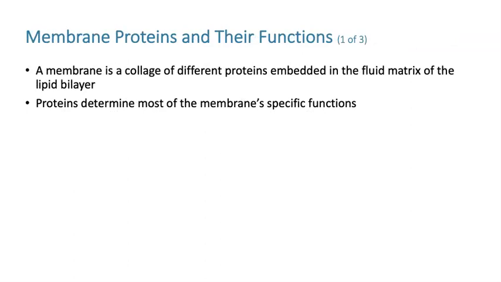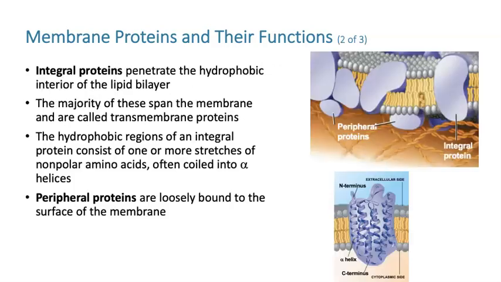Besides thinking about it as a fluid mosaic, you could also think about the membrane as a collage of different proteins just embedded in this matrix of the phospholipids. But all the proteins that we're going to talk about have very specific functions, and some cells are going to have more of one kind of protein, and some cells are going to have more of another kind of protein. This is just a generic discussion of what those proteins are.